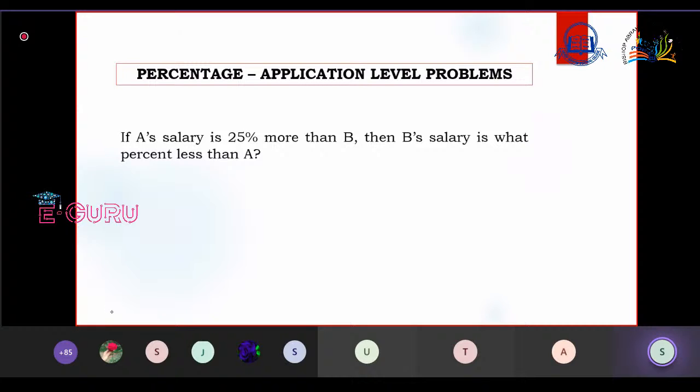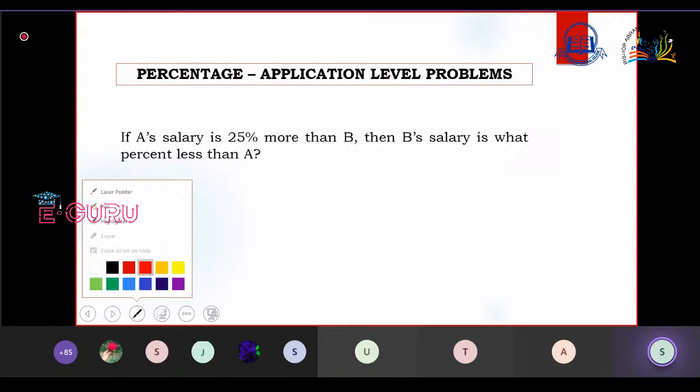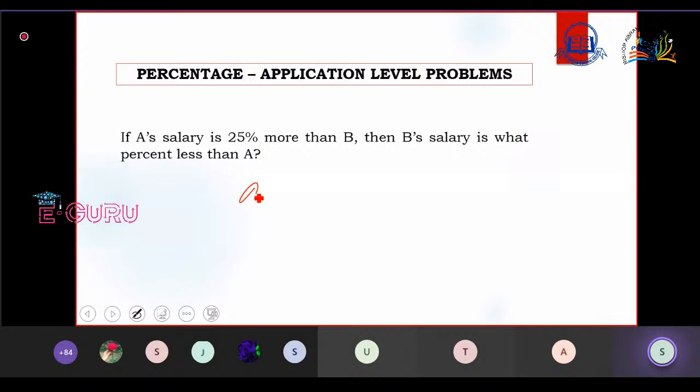So here, the first question is asking, if A's salary is 25% more than B, then B's salary is what percentage less than A? So the first choice will be 25% itself, and most of the candidates will go with that, but that is wrong. In numerical terms, if we are saying if 25 is more, then we can say the other person is 25 less. For example, if I am saying A's salary is 25 rupees more than B's salary, then we can say that B's salary is 25 rupees less than A's salary.